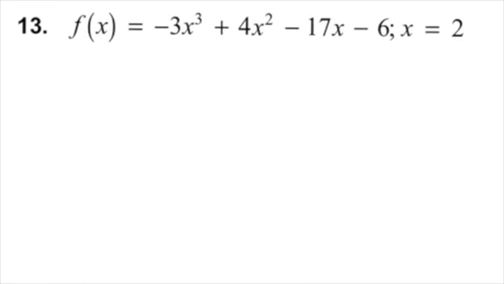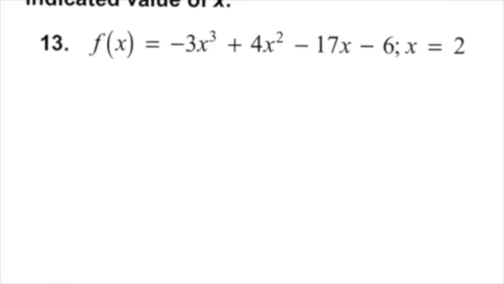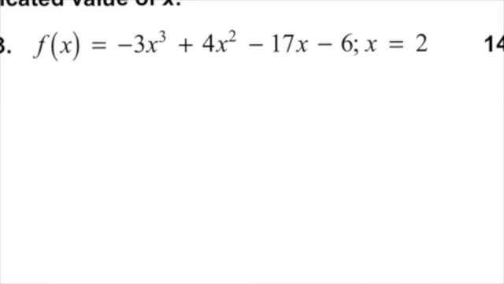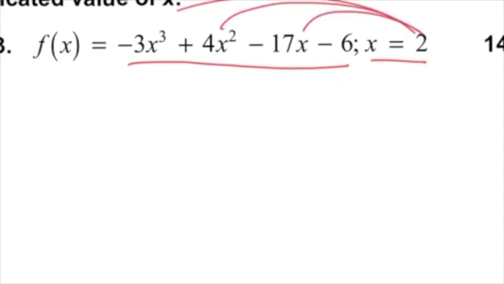Let's take a trip down memory lane and think back to Algebra 1. When you were taking Algebra 1 and I said to evaluate this function where f of x is negative 3x to the third plus 4x squared minus 17x minus 6. Oh, and by the way, x equals 2. What would you do? Well, your Algebra 1 self would go, oh, so this is the function and it's telling me that x is 2? Oh, I know how to do this.